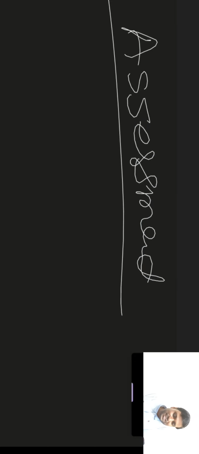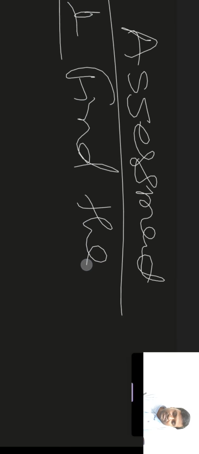Now we will move to another small assessment. Again, assessment is a must to understand the topic. So move to the assessment. The first assessment is to find the size limits.